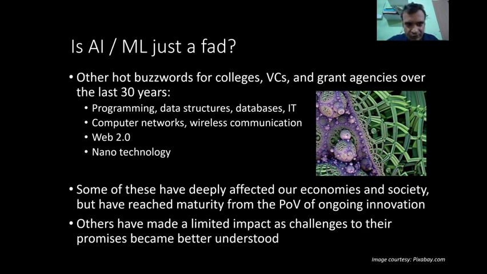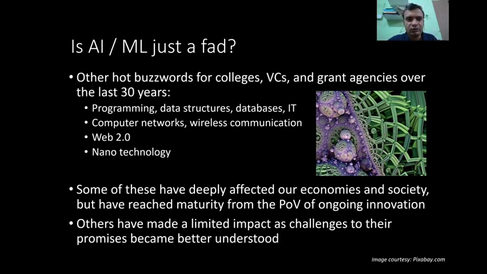And after that, it was computer networks, wireless communication, Web 2.0, etc. And then there was also a big buzz about nanotechnology. Now, some of these have deeply affected our economies and society and have reached a level of maturity from the point of view of ongoing innovation. So we take them for granted. They have become seamlessly integrated with the products and services that we use in our daily lives. So, for example, wireless communication and computer networks would be one of those, right? And programming and data structures would also be another one.